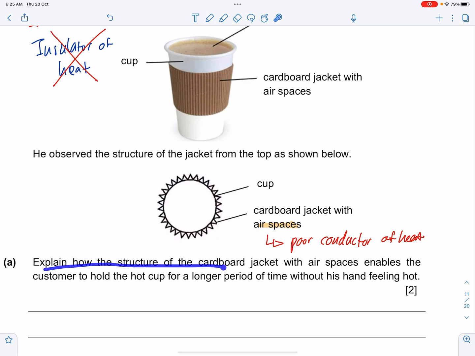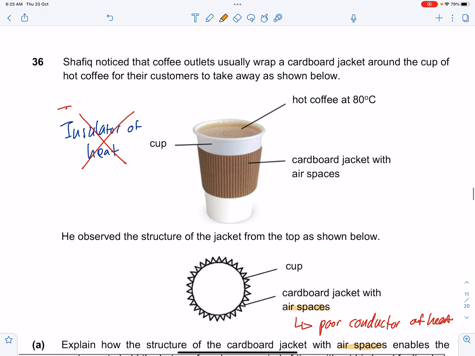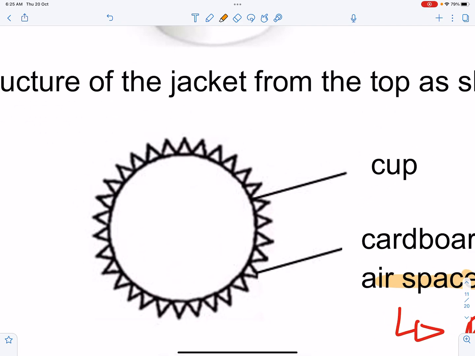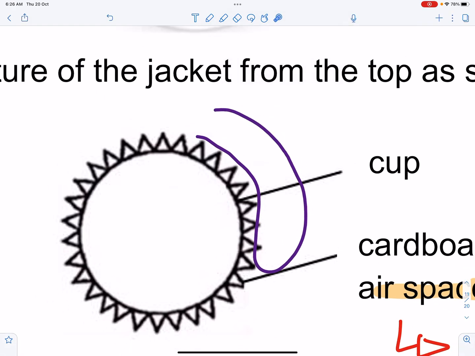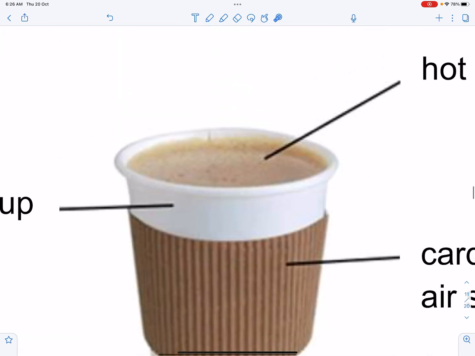So now how can we then apply this knowledge into our question? So let's go. Explain how the structure of a cardboard with air spaces, so once again it is talking about your air spaces, enables the customer to hold the hot cup for a longer period of time without his hands feeling hot. So when you think about it, in order for his hands to feel hot, his hands need to gain heat from somewhere, right? So if you imagine, I'm going to draw a hand for you, please just imagine this, the fingers. Okay, and then after that, you think about it. In order for my fingers to feel hot, I need to gain heat. So where is the hot stuff coming from?